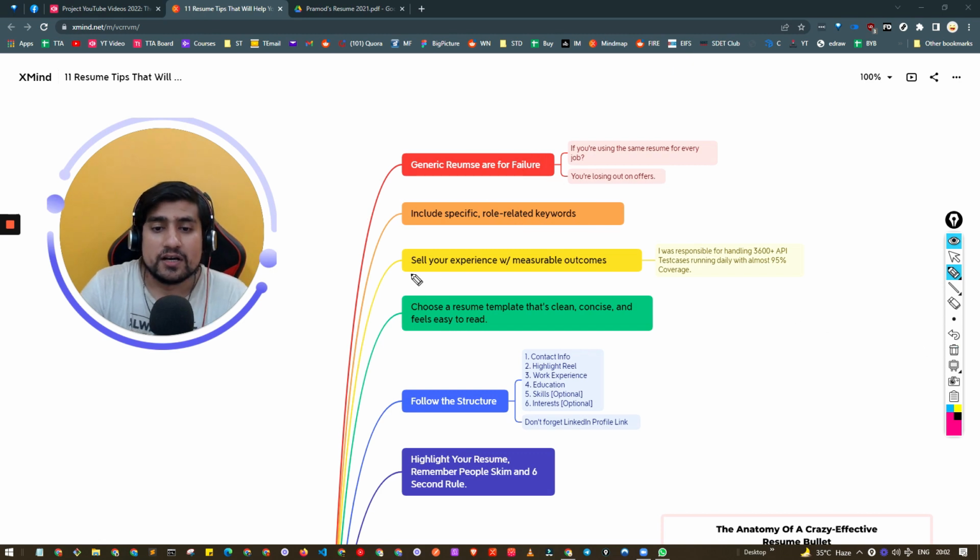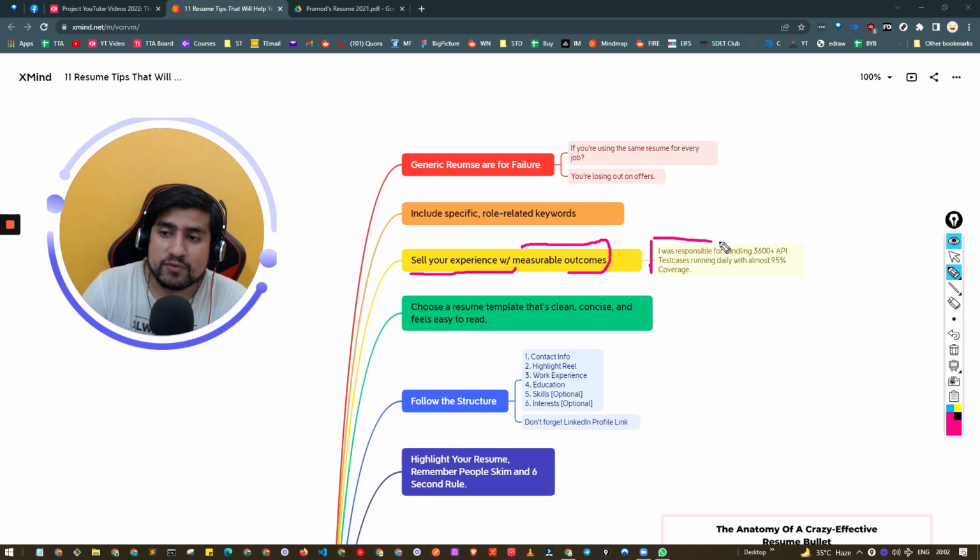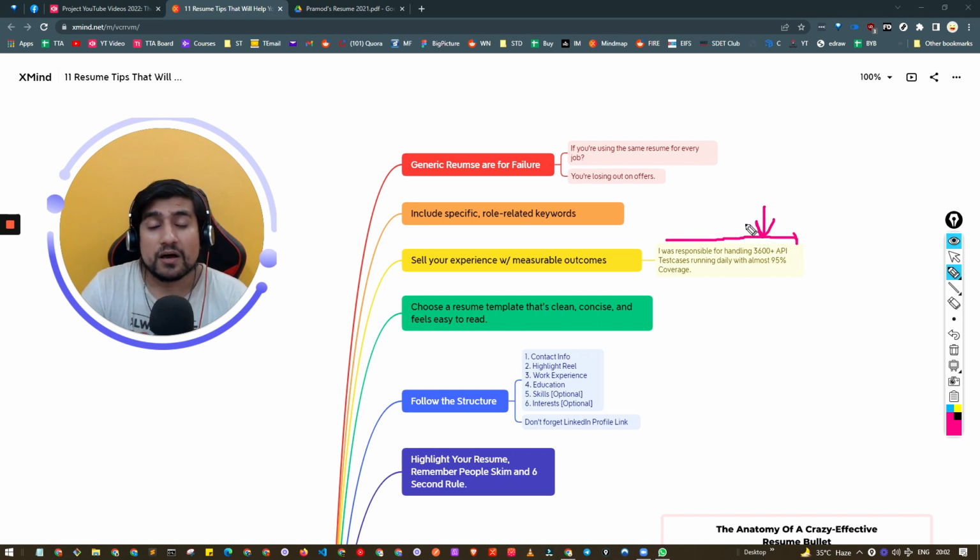This is clear, right? Sell your experience and measurable outcome. This is really important, and I'm going to give you an example also. Here, see what I have written in the bullet points of this resume: I was responsible for handling 3600, which is a number. Whenever you give numbers in your resume, people tend to see it clearly. Generally, HR sees a resume for only 6 seconds, maximum, guys. In 6 seconds, they see keywords and the numbers.